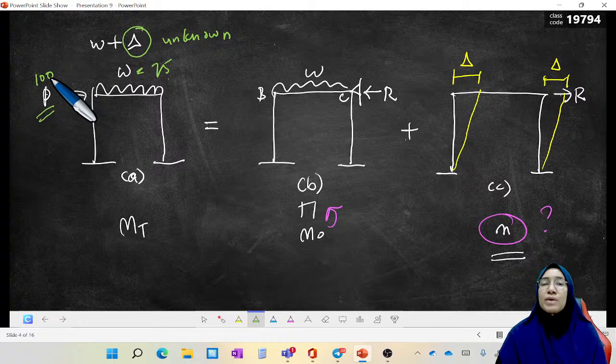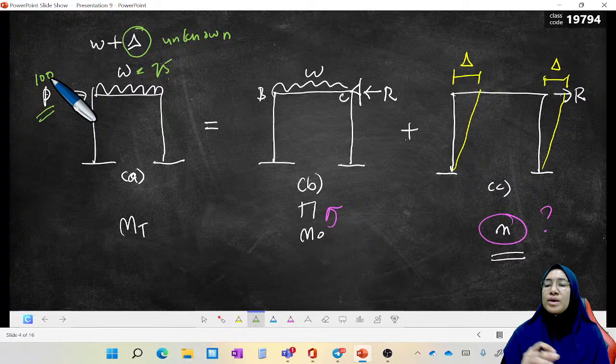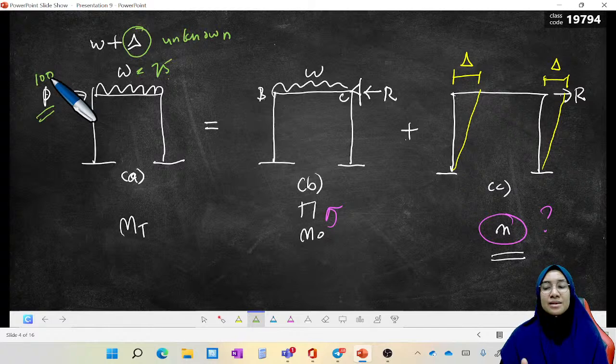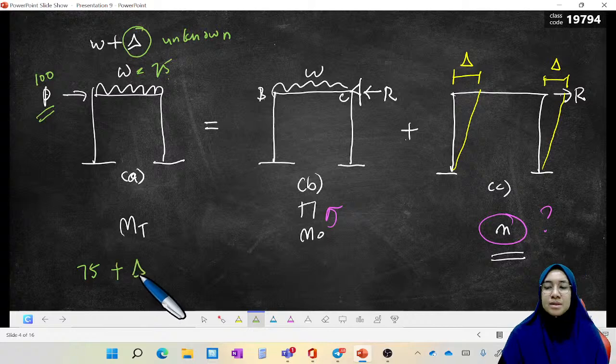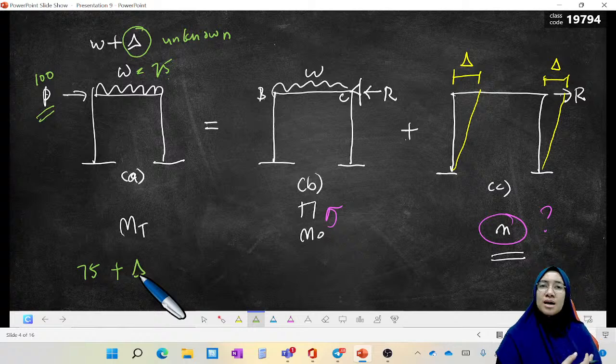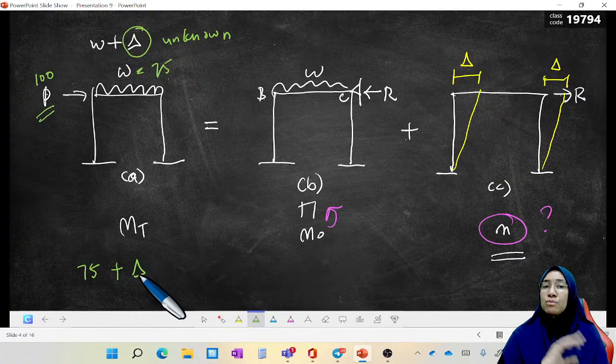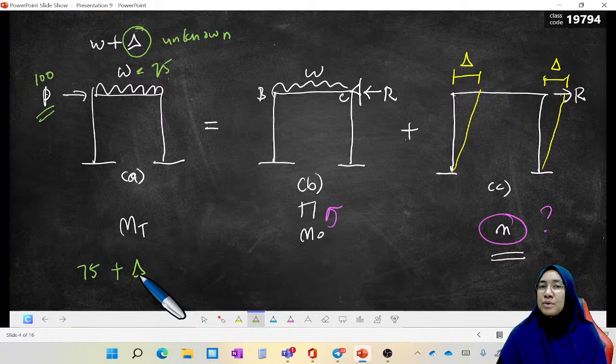When delta is not given, it means we do not know the delta value and we don't want to know it. That is why we have to separate W, the 75, and delta. Can we calculate FEM due to 75 and due to delta in one table? Of course not. So we have to remove delta first.